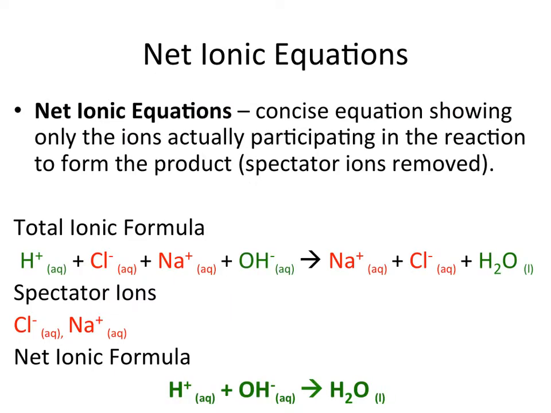So when we cross out our spectator ions, we write our net ionic equation. Here's our total ionic equation. It shows us all the ionic species. We saw that the Cl minus and the Na plus are on both sides. We call them our spectator ions. We cross them out, and what we get is our net ionic equation. So this is a really focused equation of what is happening in all this mumbo jumbo of ions.